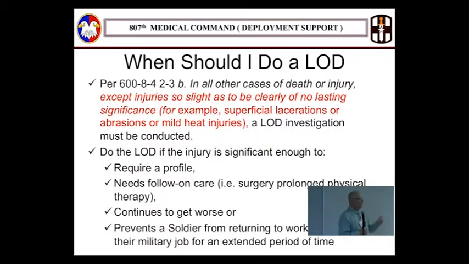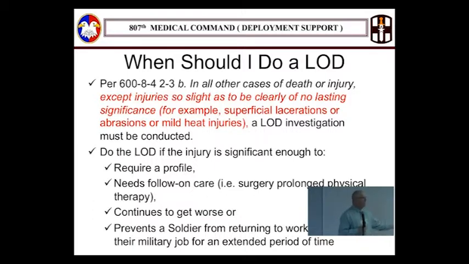When to do a line of duty, okay? There are exceptions: injuries so slight as to be clearly not of lasting significance, or someone falls down during the APFT, scrapes, bruises, cuts. Take them to the hospital, get them taken care of, but they may not require any follow-up care.